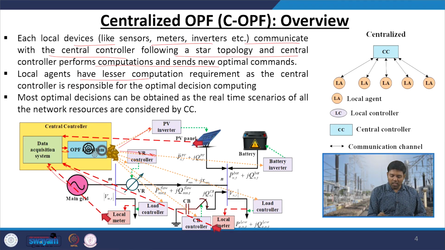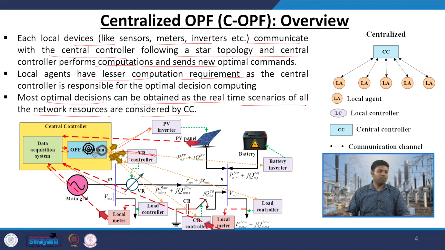Local agents have lesser computation requirement. You need not have any computation requirement at the local level, because they are sending all the data and the decisions are made by the central controller. Then the most optimal decisions can be obtained as the real time scenarios of all the network resources are considered by the CC. What we told is that it has the visibility of the entire network together. So, when you have visibility of the entire network, you can take out the best, but that best can be biased.